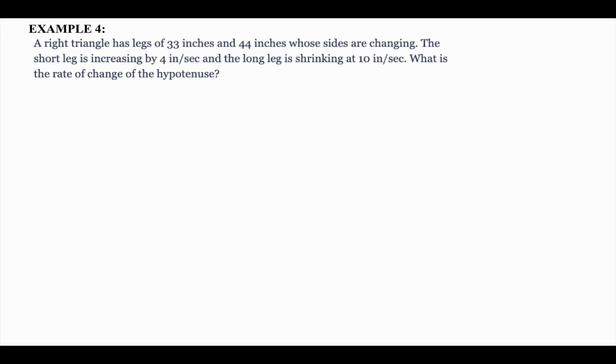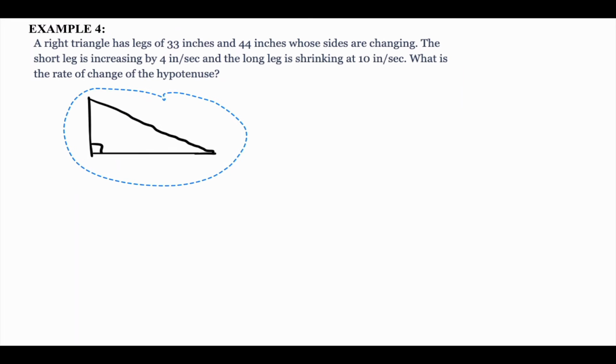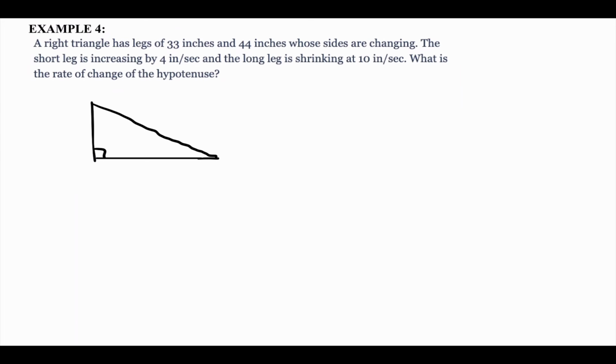Example number 4. So now we got a right triangle. A right triangle, again, you don't need to draw a picture, but I always draw a picture just because it kind of helps me visualize this stuff. So a right triangle has legs of 33 and 44. Again, anything horizontal, I call X. Anything vertical, I call Y. So let's say one is 33, one is 44. It doesn't matter which one's which. Doesn't say which one's which, so I'll call this one 44 and I'll call this one 33.